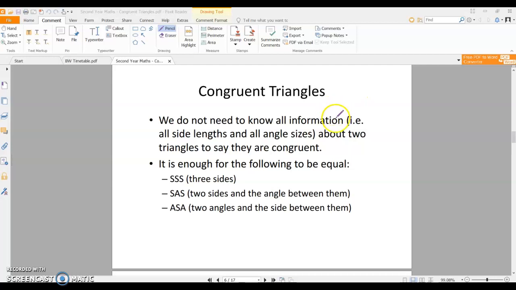Just to say, there is another one we tend to do in our course called RHS, to do with right angle triangles. We're not going to do that for now. And in the Khan Academy videos that I've set you, or if you look elsewhere, you might see AAS as a condition for congruency. That's not on our course, so we're just going to concentrate on the three of these for now.